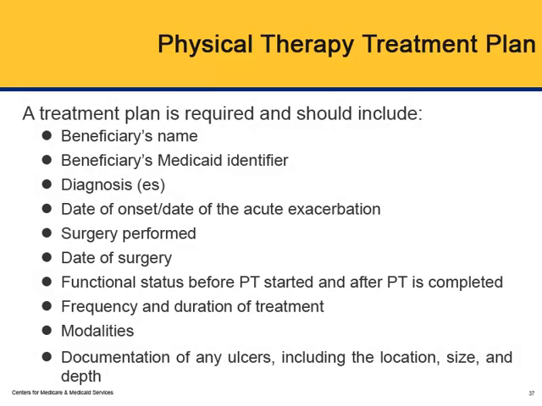A physical therapy, or PT, treatment plan should include at least the following information, predicated on where the physical therapist works and the states where he or she practices: beneficiary's name, beneficiary's Medicaid identifier, diagnoses, date of onset or date of the acute exacerbation, surgery performed if applicable, date of surgery if applicable, functional status before PT started and after PT is completed, frequency and duration of treatment, modalities used, documentation of any ulcers, including the location, size, and depth.